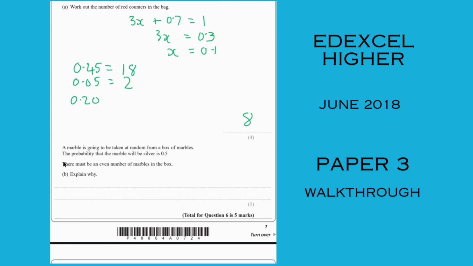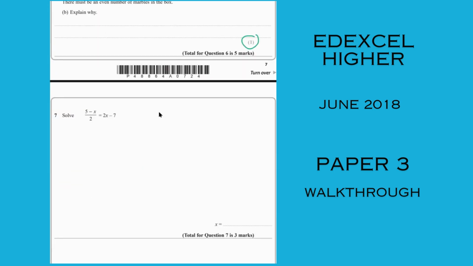A marble's going to be taken at random. There must be an even number of marbles in the box. A multitude of ways of explaining it. You can take the contradictory approach and say if it was odd, you can't get a probability of exactly a half, because you could go the daft route of saying you can't have half a marble. Any words to that effect, or you just say you could only halve even numbers to have a probability of 0.5. Lots of different ways. Don't overcomplicate. Keep it simple. It's only worth a mark.